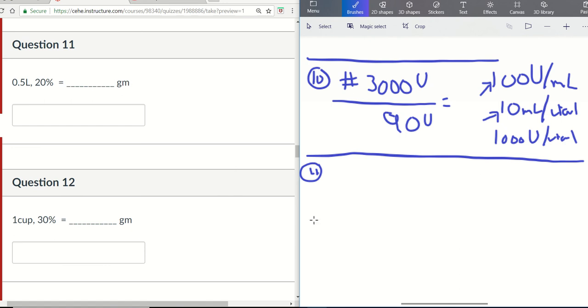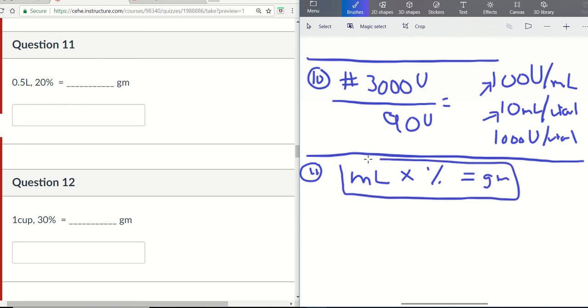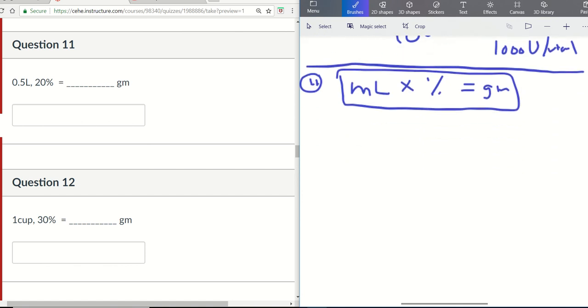Percentages, solutions. Make sure you are in mLs and times the percent. That will give you grams. Don't worry, all these equations will be given to you. So your units must be in mLs. Percent, let's just change it to a decimal. So 0.5 liters is 500 mLs. 20%, what is that as a decimal? 0.2, yep.